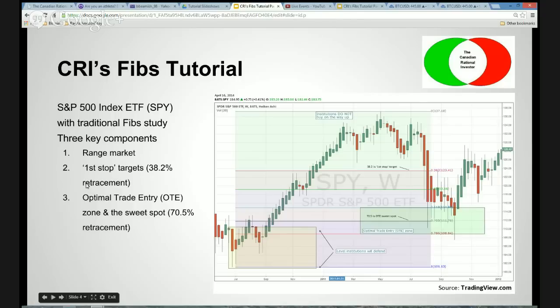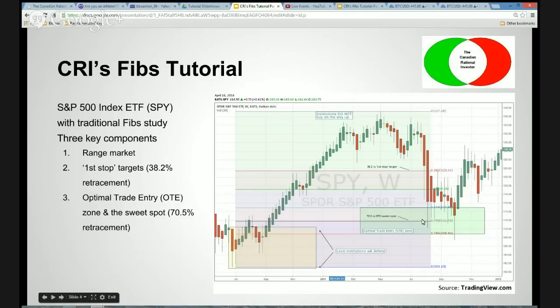All right, moving right along. Point number 3 here is the optimal trade entry, or OTE, zone, and the sweet spot, 70.5%, which we said was the midpoint between these two important fibs. So we look at the trend again. Boom, big move up in price. We draw our fib retracement levels, and we ask where it is likely that this market is going to pull back. The optimal trade entry zone for buying this bull market is right between the 61.8 fib and the 78.6 fib.